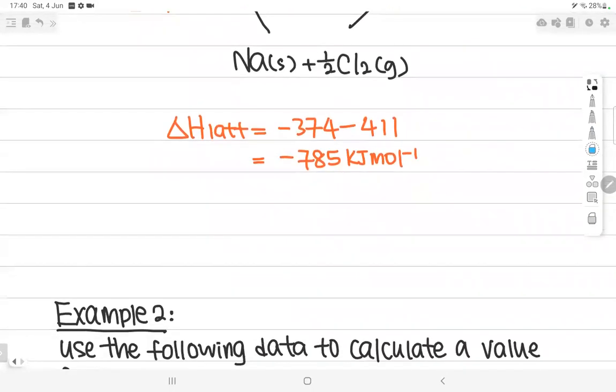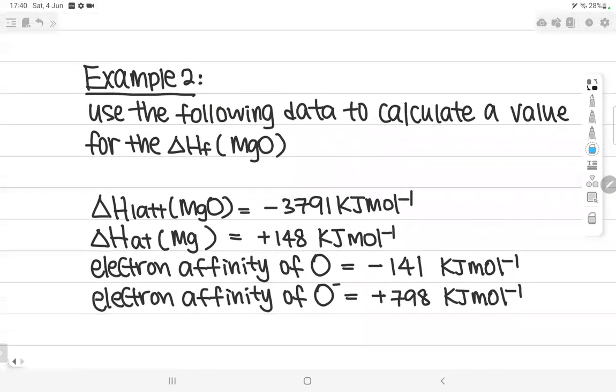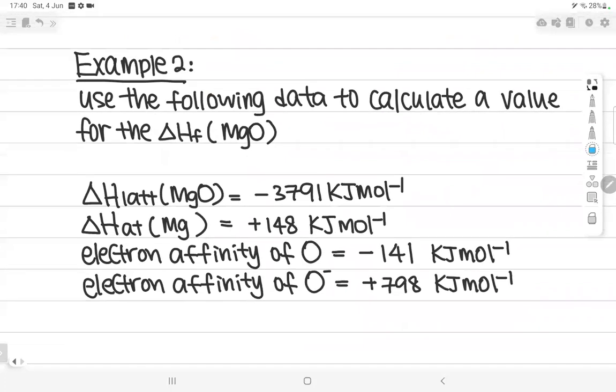Okay, let's go for one more example. Use the following data to calculate a value for the enthalpy of formation for magnesium oxide. So I want to find the enthalpy of formation for magnesium oxide. In this question, they give me the lattice energy, the atomization of magnesium, and the electron affinity of oxygen.